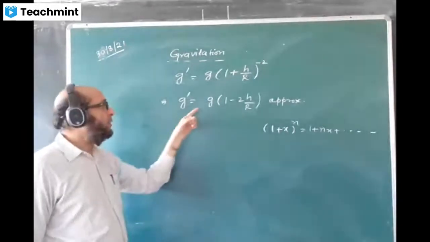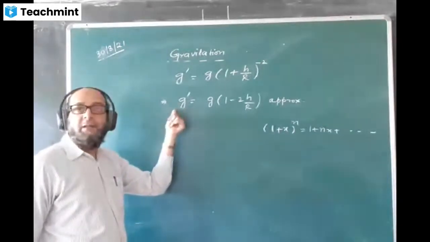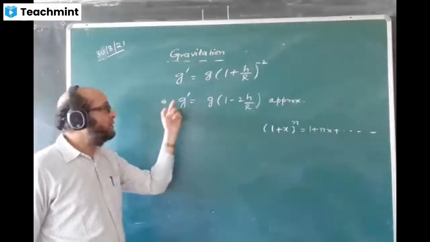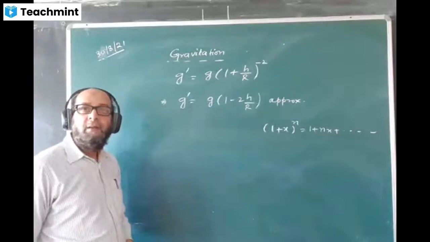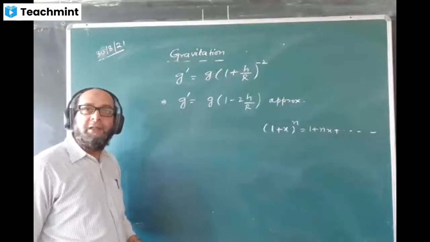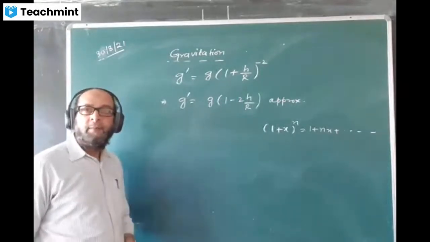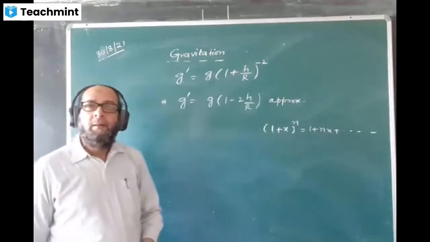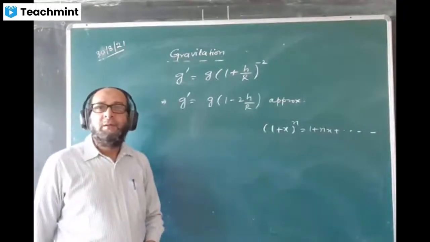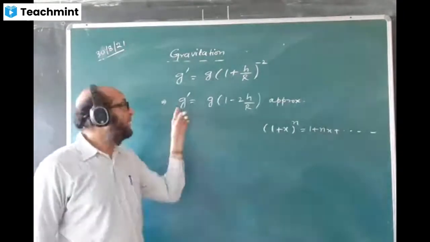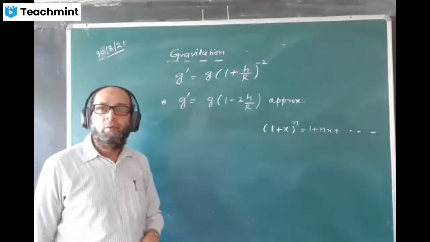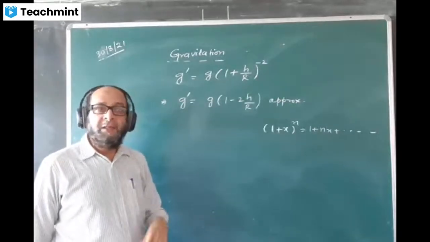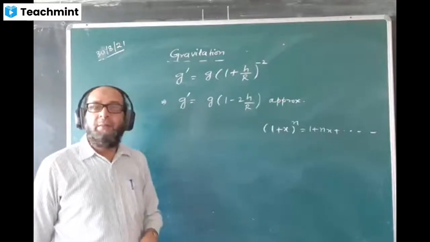Now, right here, what do you see? What happens to the value of g? Does it increase or decrease? Look at this equation and decide what is happening to the value of g. Is it increasing or decreasing? Tell me. Looking at this equation, what conclusion do you draw?